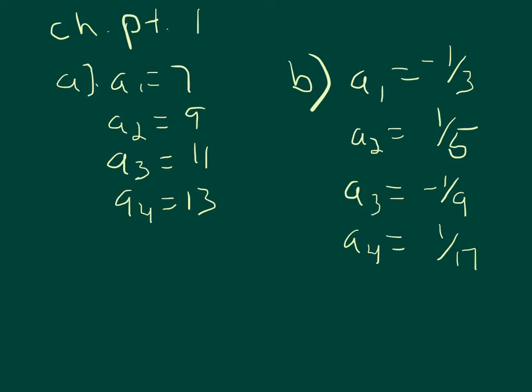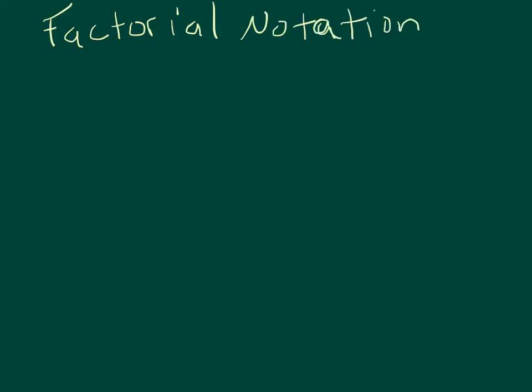Let's move on to the next page on your guided notes. You have factorial notation. The definition says, if n is a positive integer, the notation n factorial is the product of all positive integers from n down through 1. So product means you're multiplying. And if we put in a number for n, you would multiply from that number down to 1, all those numbers together.